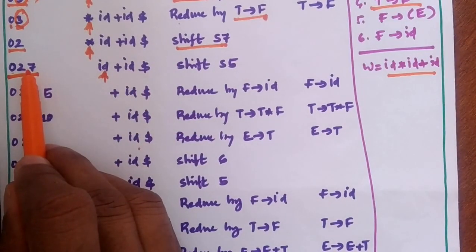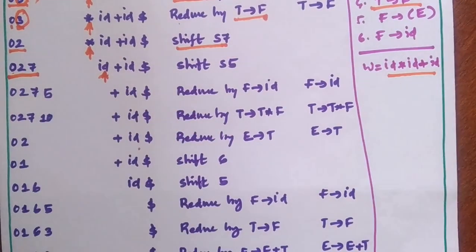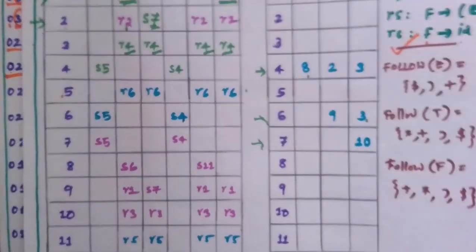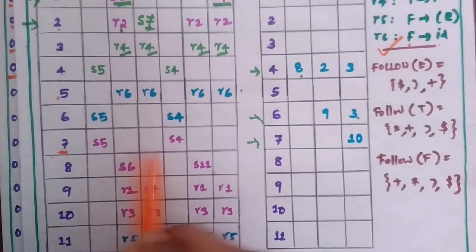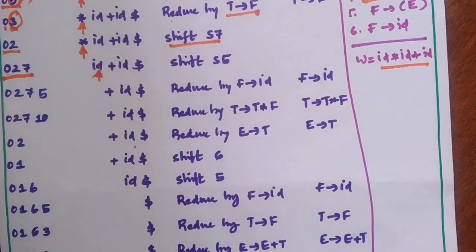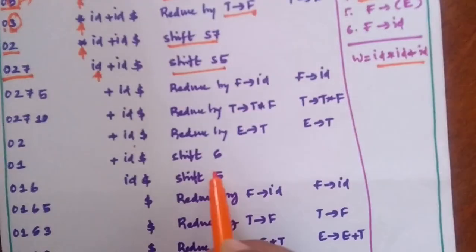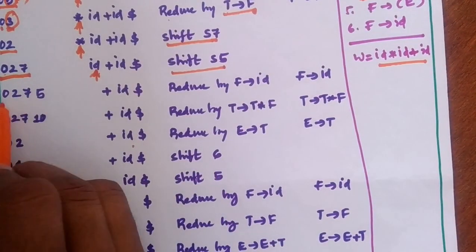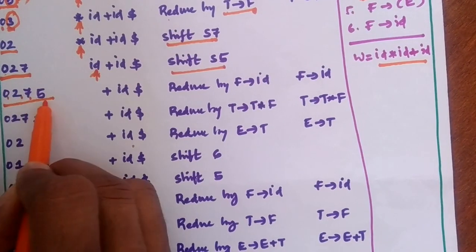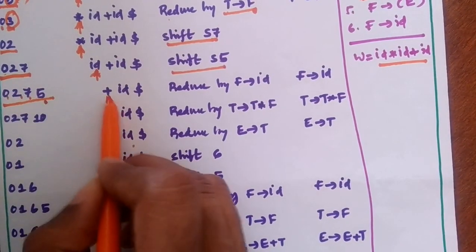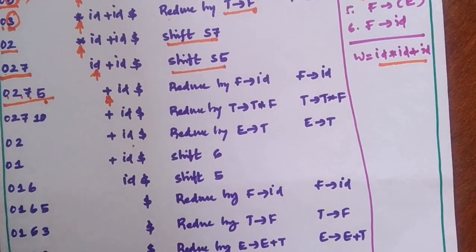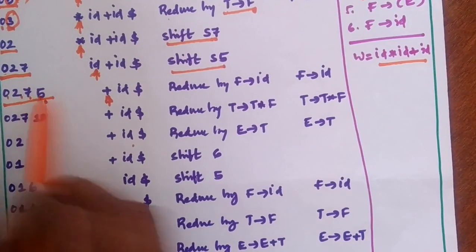Then the next step is 7 and ID. 7 and ID is S5. Shift the state S5. So the new stack status is 0, 2, 7, 5. The pointer points to the next symbol, plus. Then it is 5 and plus.